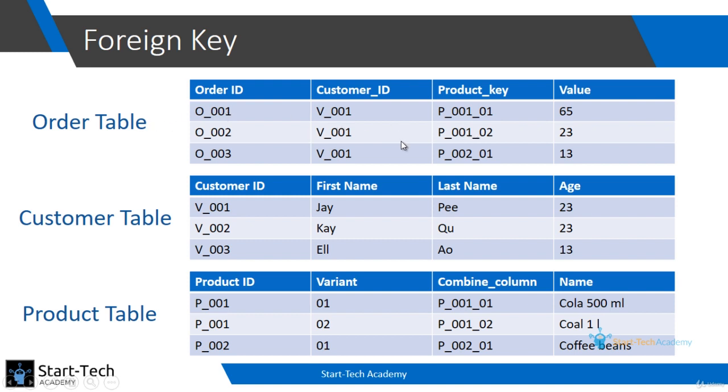We can use these keys to import additional information from our customer table and product table by directly matching the customer ID of the order table with the customer ID of the customer table and the product key of our order table with the combined column key of our product table. So hence, customer ID and product key are the foreign keys of our order table. In short, we can say that the primary keys of other tables are the foreign keys of the given table. This is not necessarily true in all cases, but it's generally true in most cases.